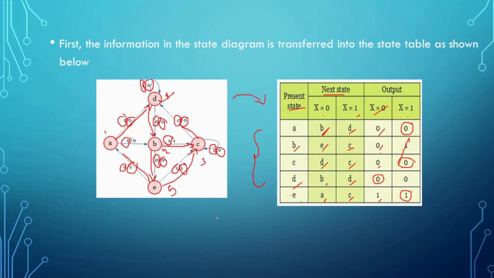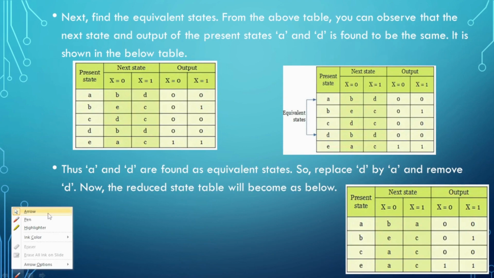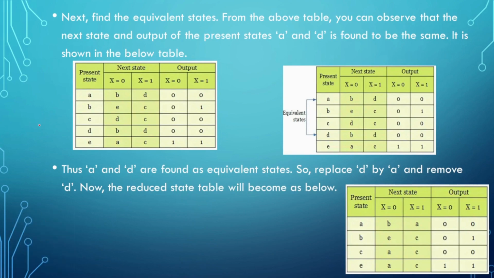Finally, you will convert this state diagram into a state table. Afterwards, you need to compare each state with another state. So here we will have 5 states. You need to compare all these states with each other, to see whether there will be an equivalent state or not. This is the state table, converted from the state diagram.